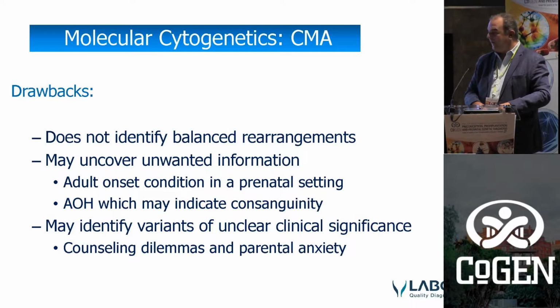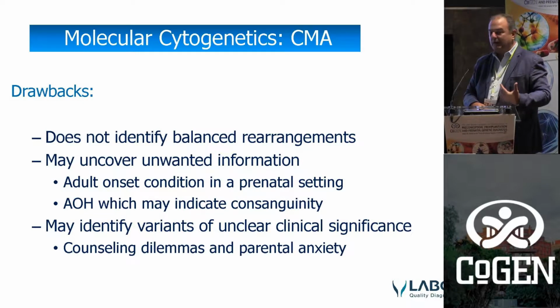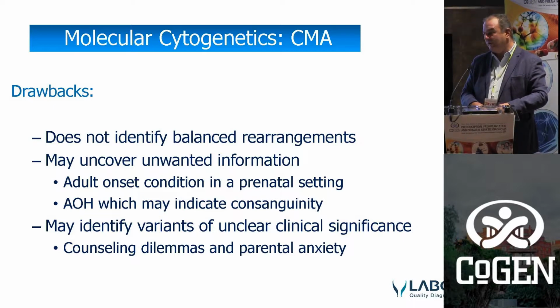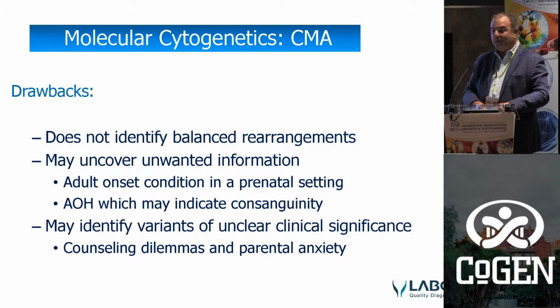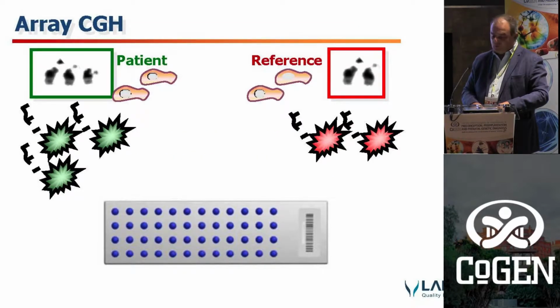It may identify variants of unclear clinical significance. You can get a copy number variant, a small microdeletion or duplication, which has not been described before, causing a counseling dilemma and parental anxieties. How does this work?